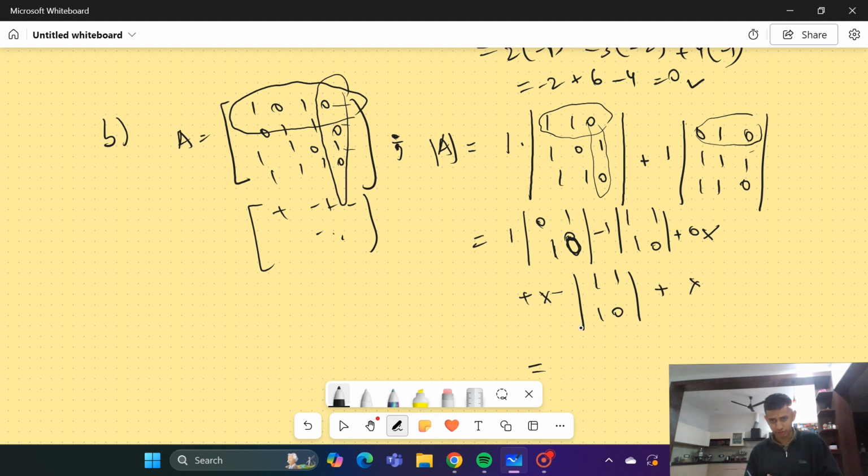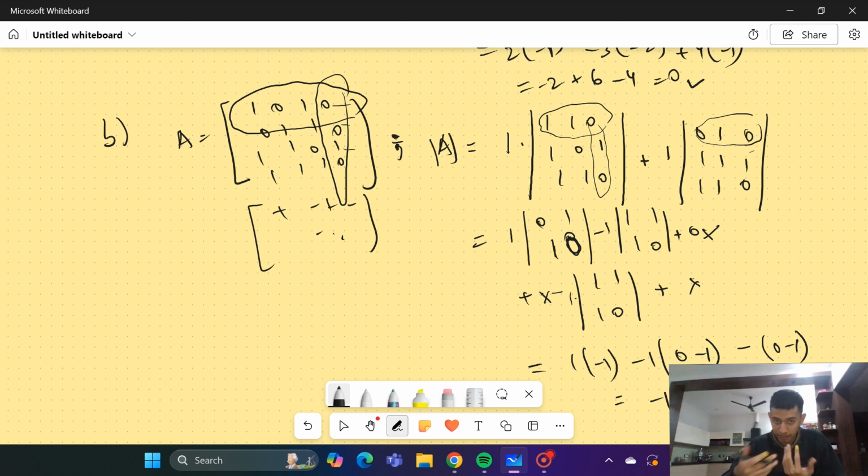So this is 0 times 0, so that's 1 times minus 1, minus 1 times 0 minus 1, minus 0 times minus 1, and that is minus 1, minus 2, plus 1, which is still minus 1, which is not equal to 0, and therefore this is invertible. So you found that part B, the matrix, is invertible.